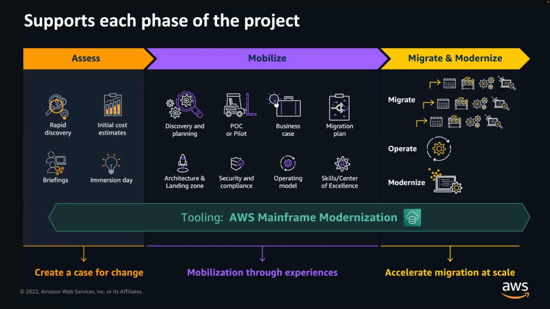Arun? Thank you, Guy. Our approach to mainframe modernization involves three phases: assess, mobilize, and migrate and modernize. We start with an assess by doing a rapid discovery and migrate 1 to 2 applications in the mobilize phase as a POC or pilot. Then we use that experience to migrate the rest of the workloads in the migrate and modernize phase. The tool chains that we provide through AWS Mainframe Modernization Service cover all three phases of the migration.